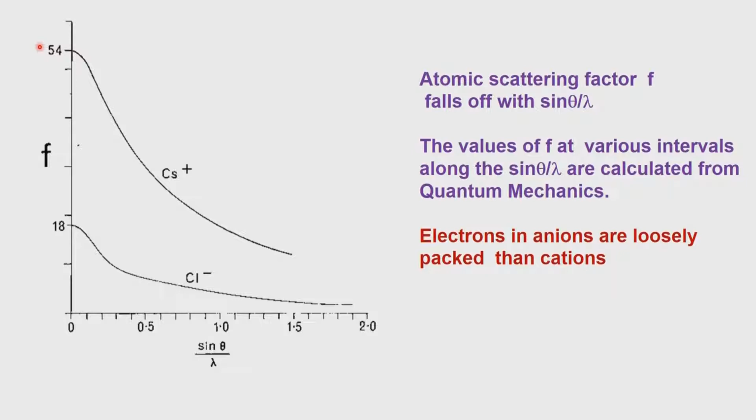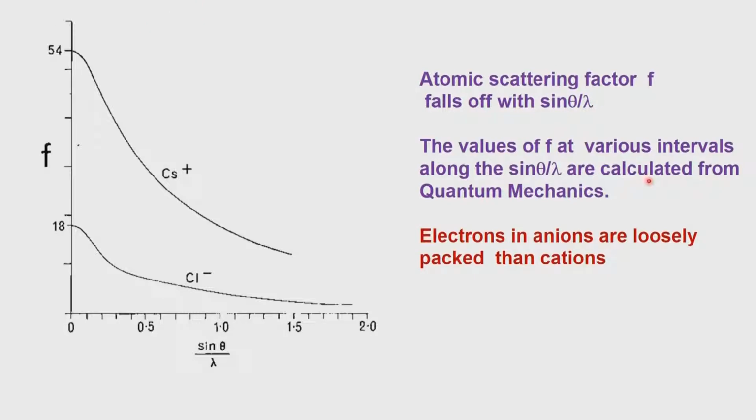Similarly, in the case of cesium, I have taken cesium and chlorine specifically because we are going to discuss more of cesium and chlorine in the coming slides, but it is there universally for all the elements. Now, the only problem with hydrogen is that it does not have a core. There is only one electron associated with the hydrogen, and therefore, the variation with sin theta by lambda with respect to that is hard to calculate.